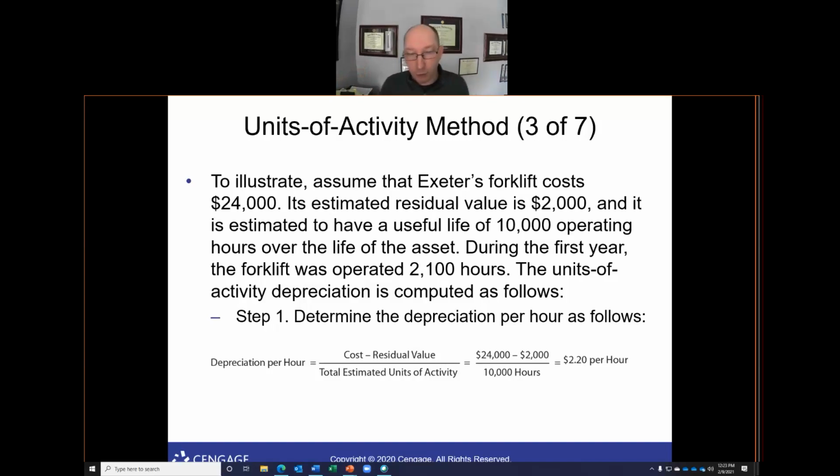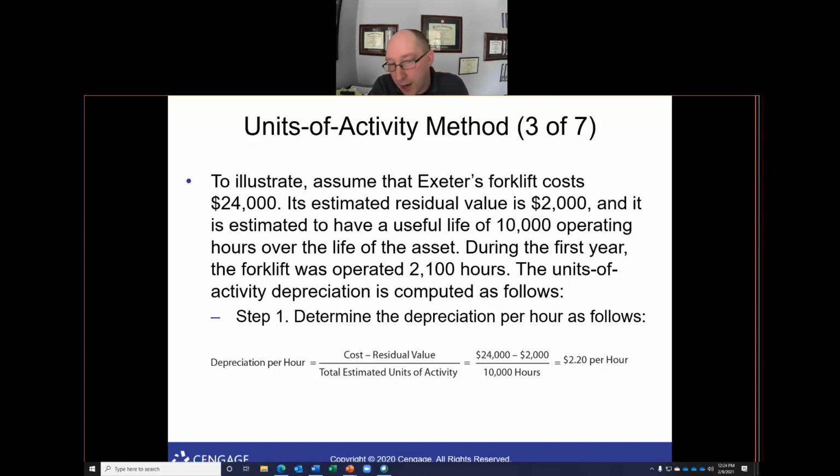Now remember, we have a forklift. It costs us $24,000. We have a residual value of that forklift of $2,000. We expect that we will use our forklift for a total of 10,000 hours over its useful life. It's pretty good. That's good usage. So we know that we expect to utilize our forklift for 10,000 hours. So we take the first step. Remember, the first step is determine the depreciation per hour.